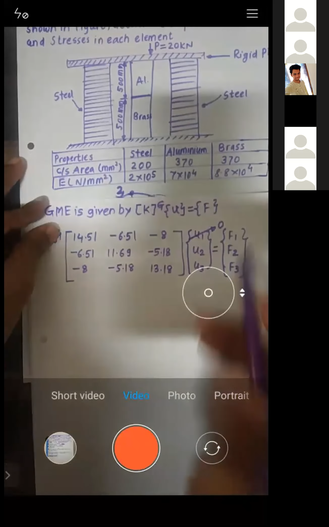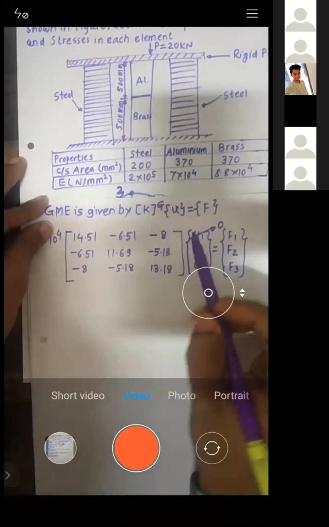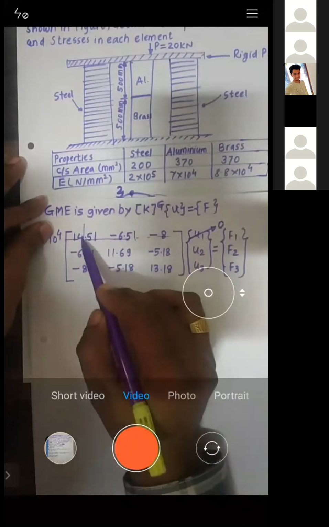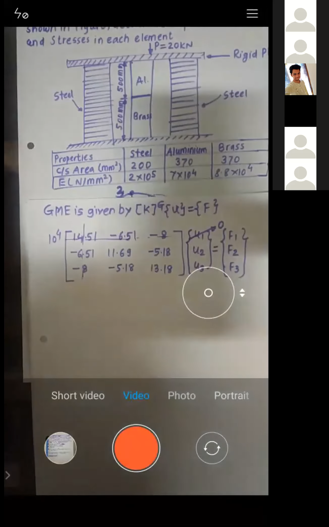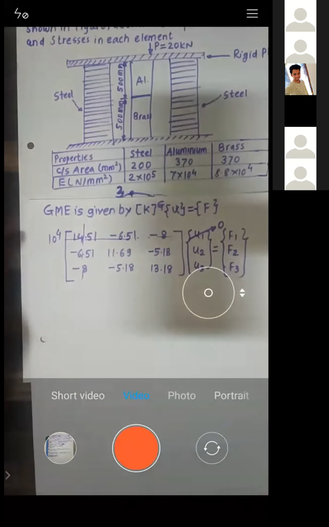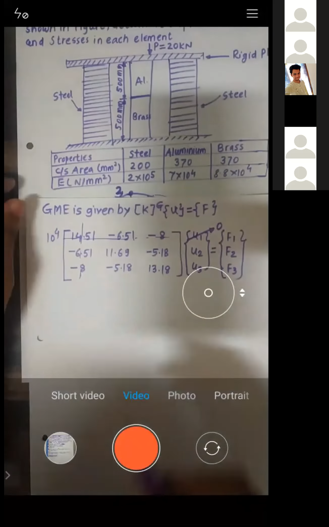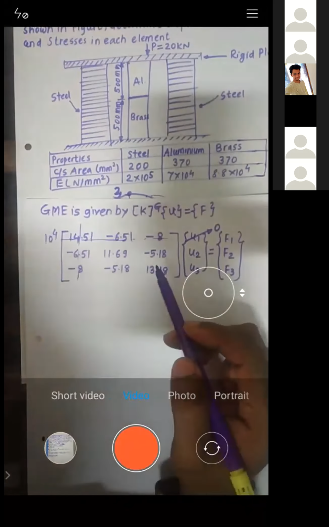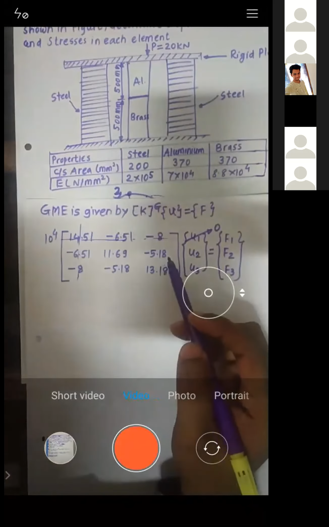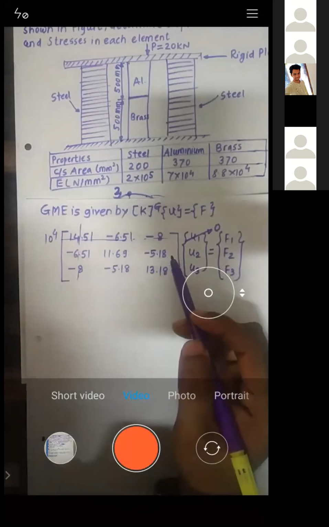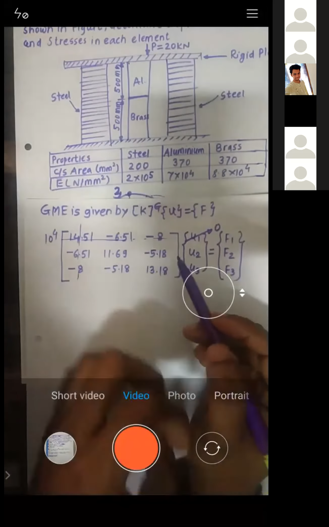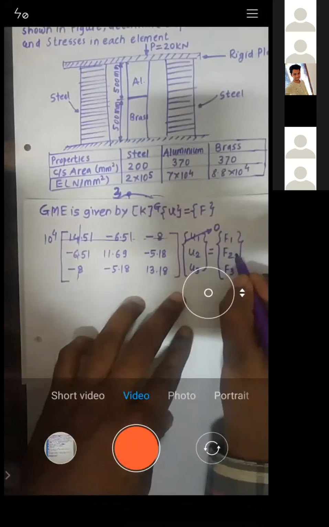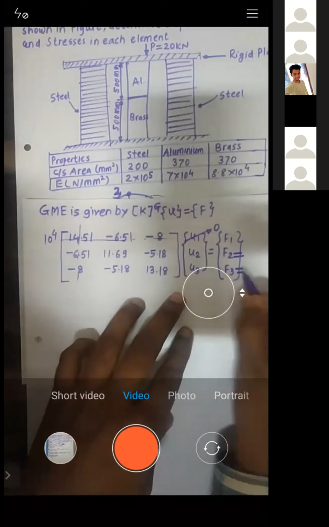Right? So if any displacement is 0, that particular row and that particular column get cancelled. So you need to solve the equations with two unknowns. You need to solve two simultaneous equations with two unknowns for calculating the values of U2 and U3, provided you have the values of F2 and F3.